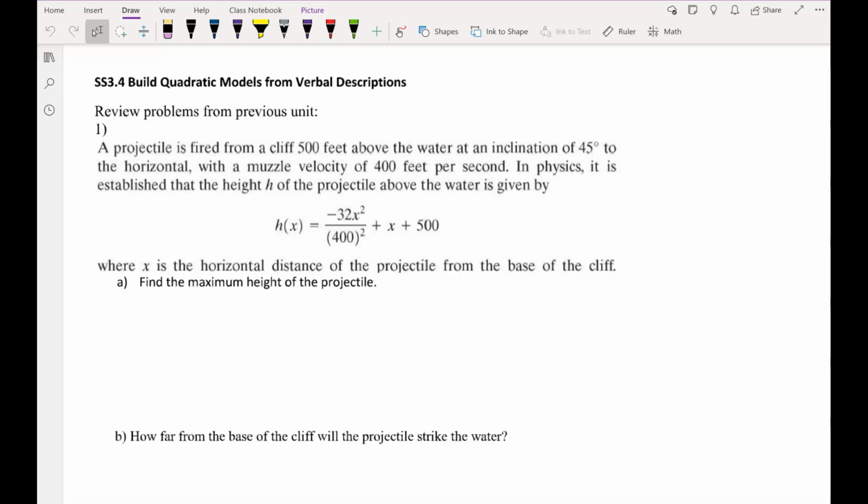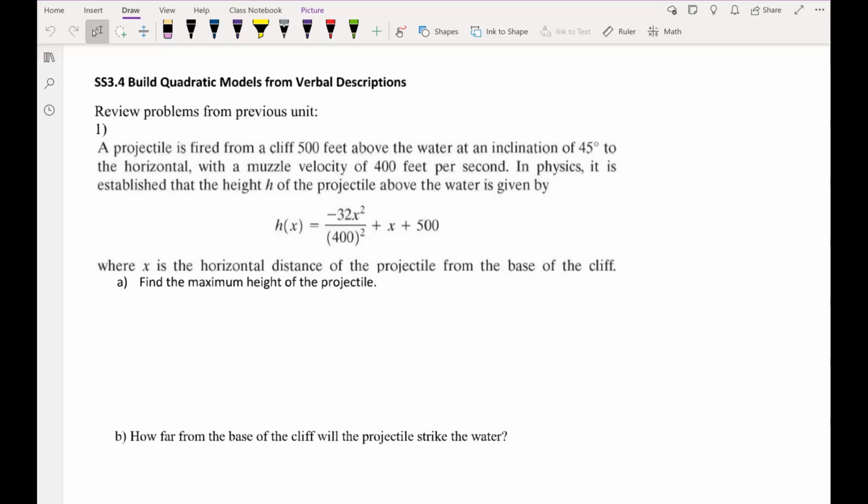Hey guys, so we have two review problems here. Let's start with the first one. A projectile is fired from a cliff of 500 feet above the water at an inclination of 45 degrees to the horizontal with a muzzle velocity of 400 feet per second.